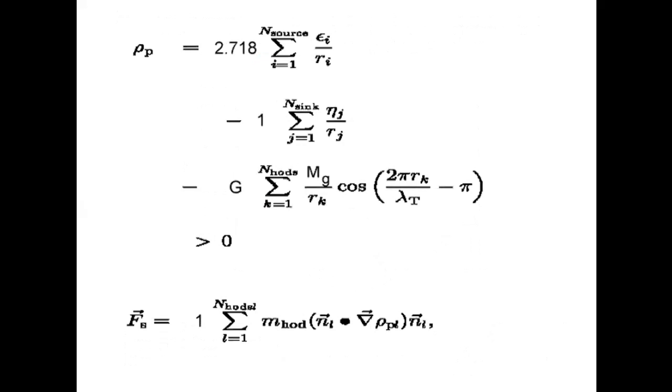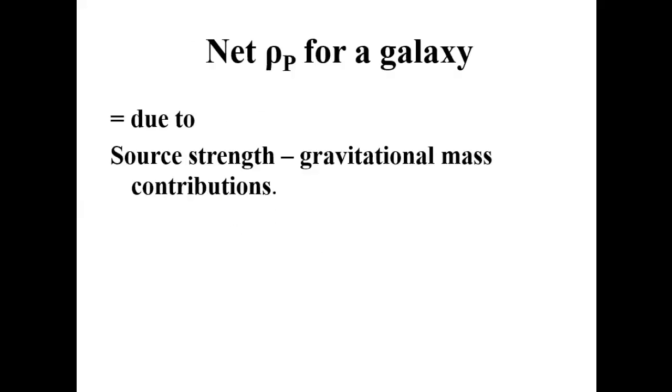So we substitute that in the universal equation, and here it is. For each one value of whatever, we have 2.718 impact of spiral galaxies. And here we've substituted the gravitational constant for the effect of mass. You note that the plenum density has to be greater than 0 everywhere in our universe. The net rho for a galaxy, as we talked about before, is due to the source strength minus the gravitational mass contributions.